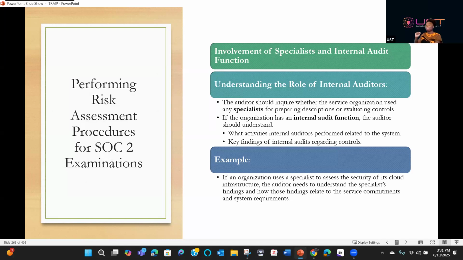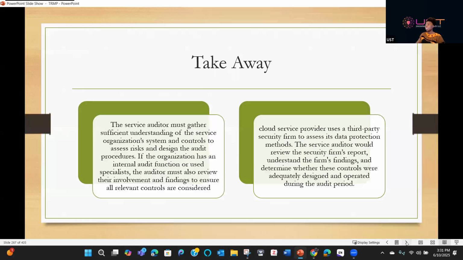As an example, if an organization is using a specialist to assess the controls of a cloud infrastructure, the auditor needs to understand the specialist's findings and how those findings relate to service commitments and system requirements. Even you, as someone working internally, collaborate with different stakeholders and assess those controls. So those findings, when controls fail or controls pass, that's something that you can also relate or let the auditors know. So what's the takeaway?